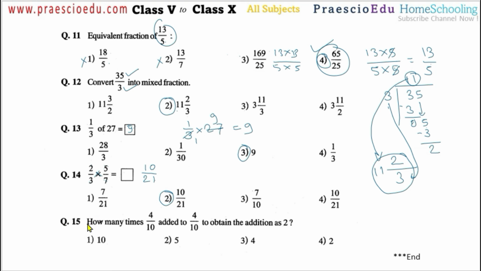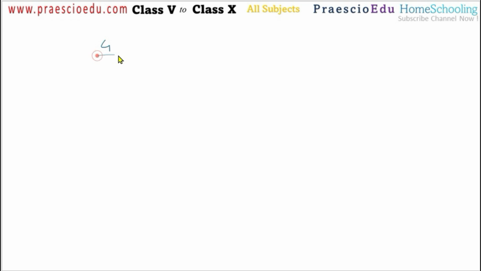Now question number 15, how many times must 4 upon 10 be added to 4 upon 10? How many times does this have to be added to obtain the sum 2? So I will write 4 upon 10 plus, we have to add 4 upon 10 some number of times, so that we can get the answer 2. We don't know that number, so suppose this is the equal sign, we will keep it as it is.